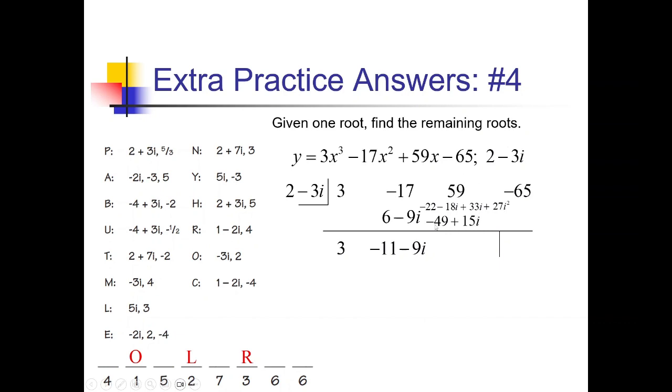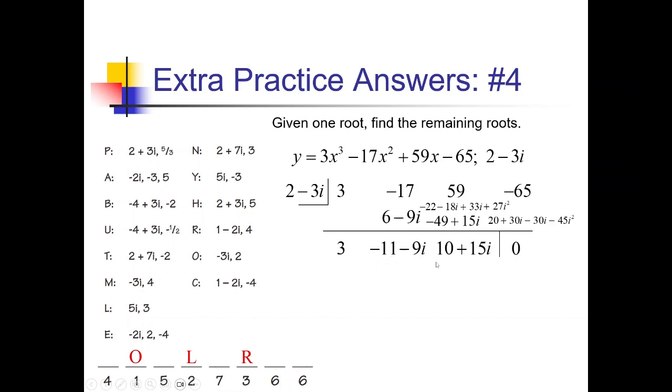59 plus this negative 49 gives me a 10, and I also still have that positive 15i. All right, time to do this dance again. 2 times 10 is 20. 2 times 15i is 30i, positive. Negative 3i times 10 is negative 30, which is good news. And negative 3i times 15i is negative 45i squared. 30i's are going to cancel. Negative 45i squared is really positive 45. 20 plus 45 is 65, which is going to cancel the negative 65 up here. So that's all 0.